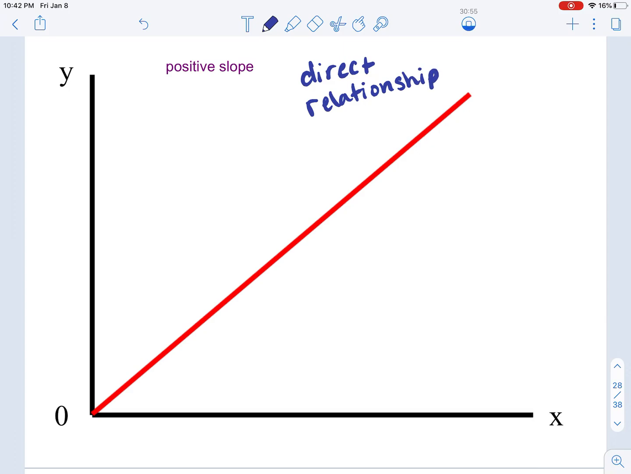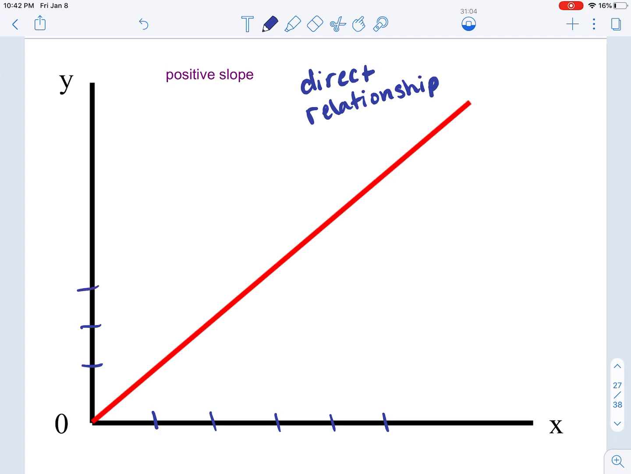Okay, now there are no numbers on these example graphs, so if you need to, by all means, add numbers to your graph at any time. If you're working on a practice assignment or a test or something, you absolutely could come over here and just give yourself numbers so that it is a little clearer for you.